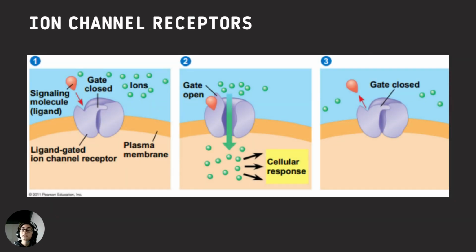Ion channel receptors are a gateway that allow the ions found outside the cell to be taken into the cell in the presence of the ligands. Ions cause a response in the cell. The gate is closed when there is no ligand.